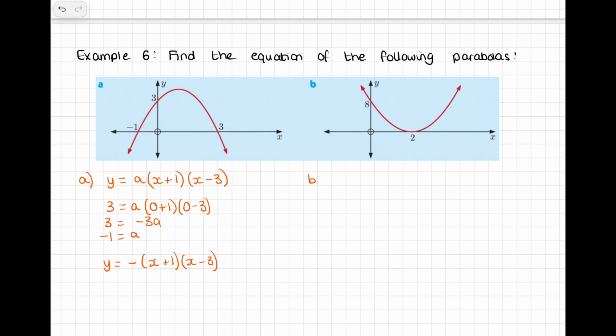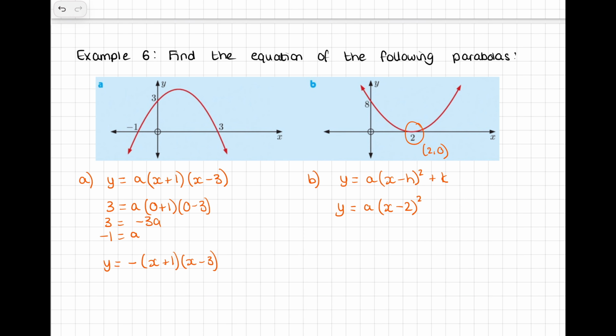Part B, this time we have a minimum or a vertex, which is at 2, 0. So because of that, we can put it in the vertex form, which is a bracket x minus h all squared plus k. We don't know a just yet, but we do know h, which is the x value of our vertex, which is at 2, and k is the y-coordinate of the vertex, it's 0, so we don't need to put that on there.